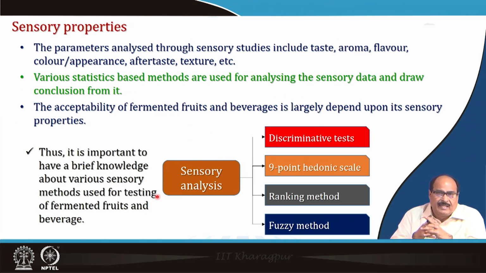Then sensory properties, another very important property, because most of these beverages, particularly fermented beverages, are judged by their sensory characteristics. The parameters normally analyzed through sensory studies include taste, flavor, smell, color, appearance, aftertaste, texture, etc. Our five sense organs are used to measure this. Various statistical methods are used for analyzing the sensory data and drawing conclusions from it.